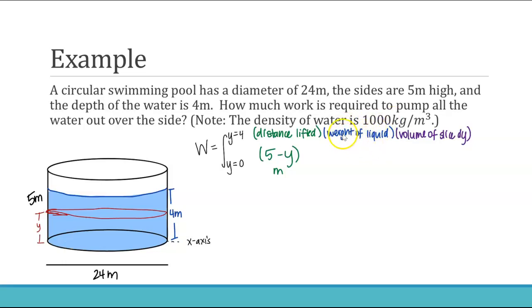So the weight of the liquid is going to be the density of the water, which is 1,000 kilograms per meters cubed. So I'm going to go ahead and put in 1,000. And below it, I'm going to put the units. So that's kilograms per meters cubed. And again, we have to include gravity here. So 9.8, and that's meters per second squared. And then finally, what we need is the volume of the slice, dy.